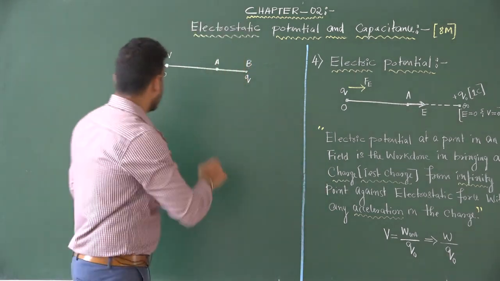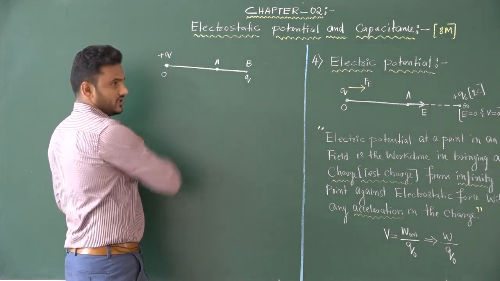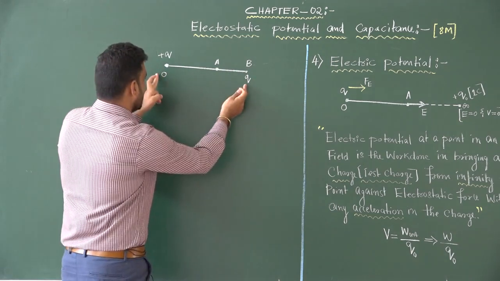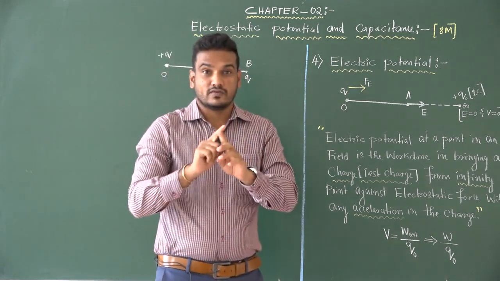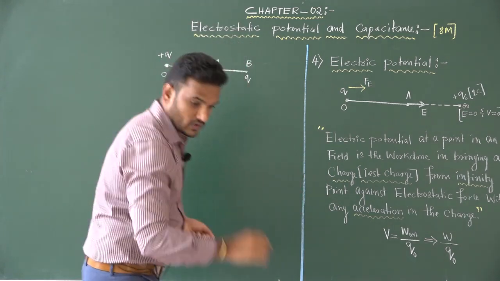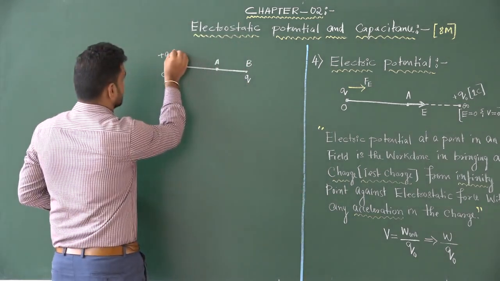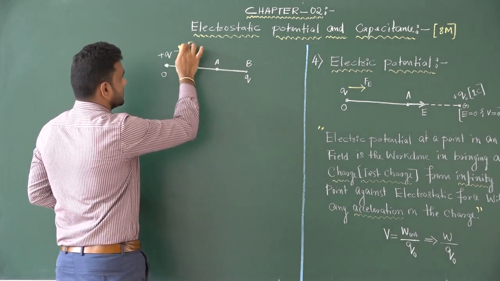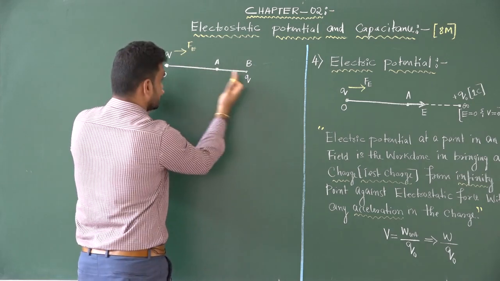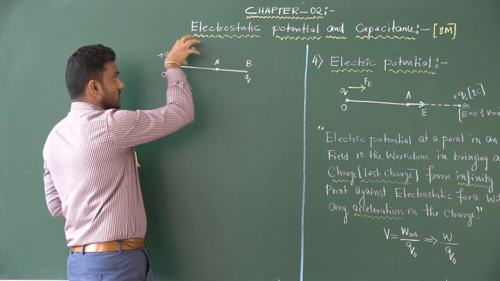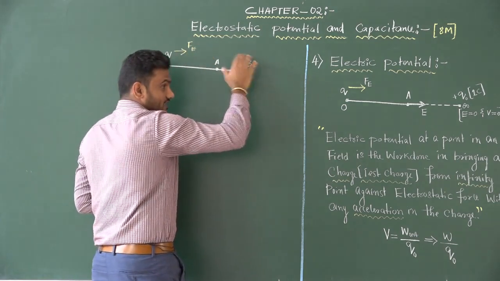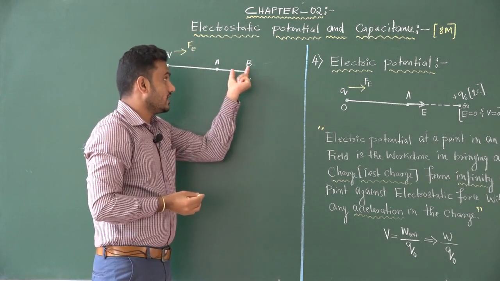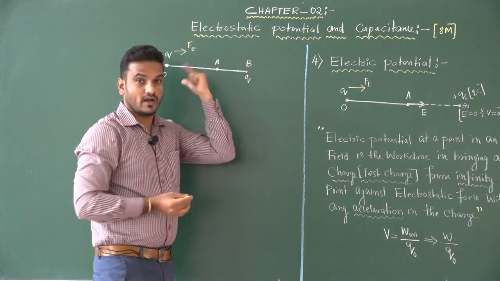Why? Because look at this, this is a positive point charge. Here also we consider a positive charge only. So in between there is an electrostatic force of repulsion like this. Fe, that is the electrostatic force of repulsion between these two charges, which means this electrostatic force pushes the charge away from this charge. So this charge itself cannot move from point B to point A.